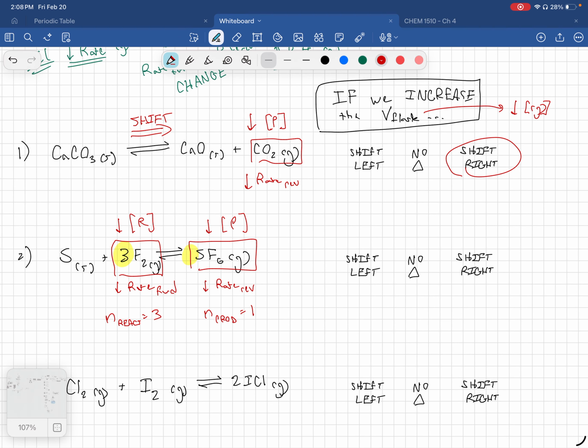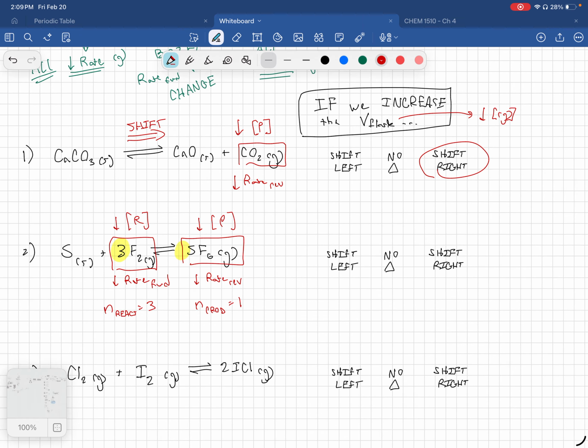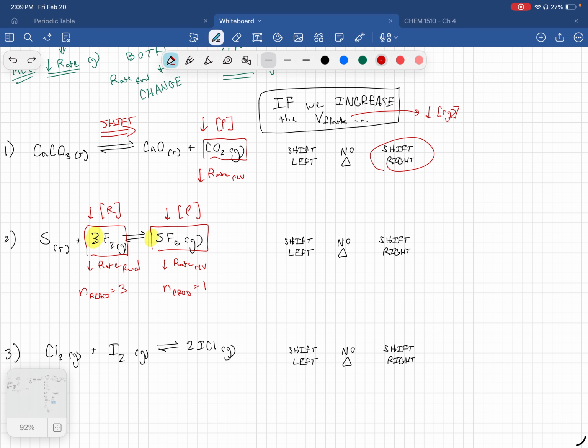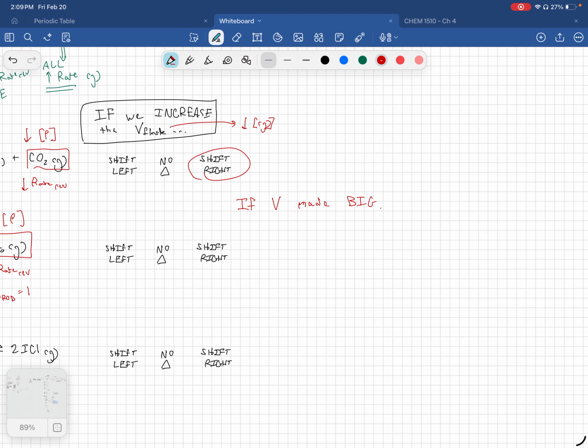Okay, so increasing volume, decreasing concentration. And I have just a little mnemonic device to help if gases are on both sides. So if volume is made big, so we've increased the volume, I like doing things in caveman speech: shift big side.